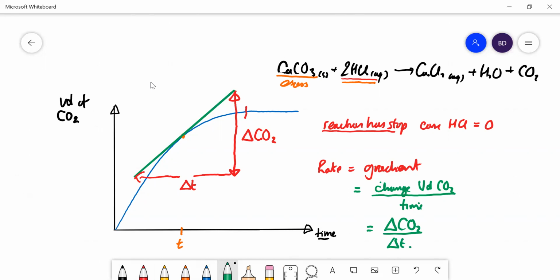And you can see as time goes on that the gradient of that line becomes less and less steep. And that's because the rate of reaction is slowing down because the hydrochloric acid is becoming more dilute. And eventually the hydrochloric acid concentration is 0, and the gradient becomes 0. You've got a horizontal line because the reaction has stopped.